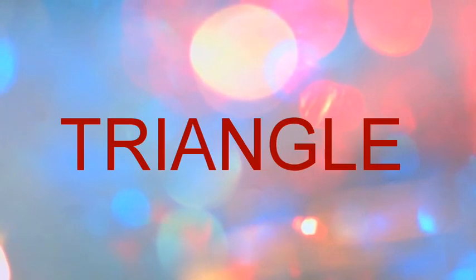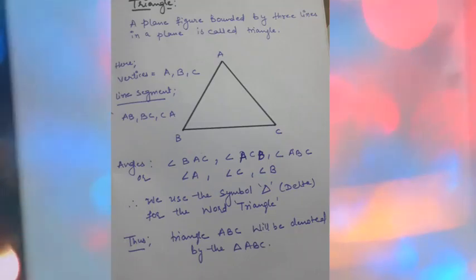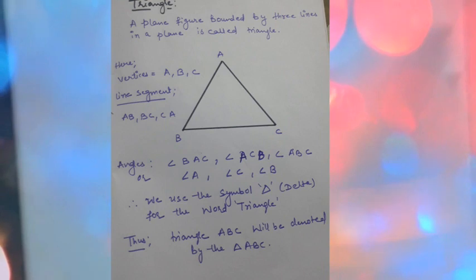In my previous lectures, I have explained some concepts of lines and angles. Now today we are going to discuss a plane figure formed by three non-parallel lines in a plane. We know that such a figure is called a triangle, or you can say a plane figure bounded by three lines in a plane is called a triangle.